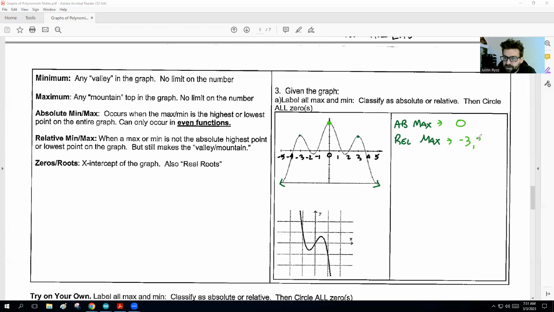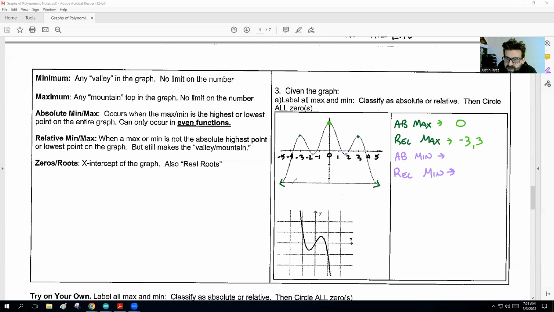Same thing with +3. Yeah, that's the peak of this little mountain, but it's not the peak of the entire mountain. Okay. Now, if we look the other way, if we look for absolute mins and relative mins, we could look to see the low points on the graph. And the low points on the graph are right there.